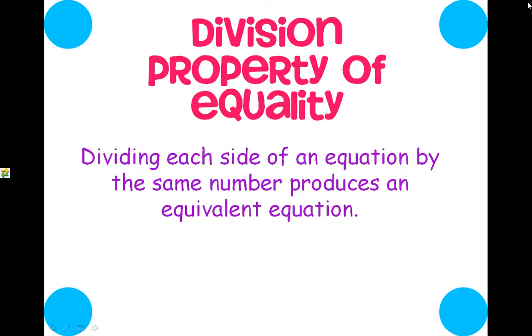Same thing with the division property of equality. Dividing each side of an equation by the same number produces an equivalent equation. So if A equals B, then if you divide A by C and B by C, they're still going to be equal. But remember with division, your C here cannot be 0. If you divide A by 0, it's going to be undefined.